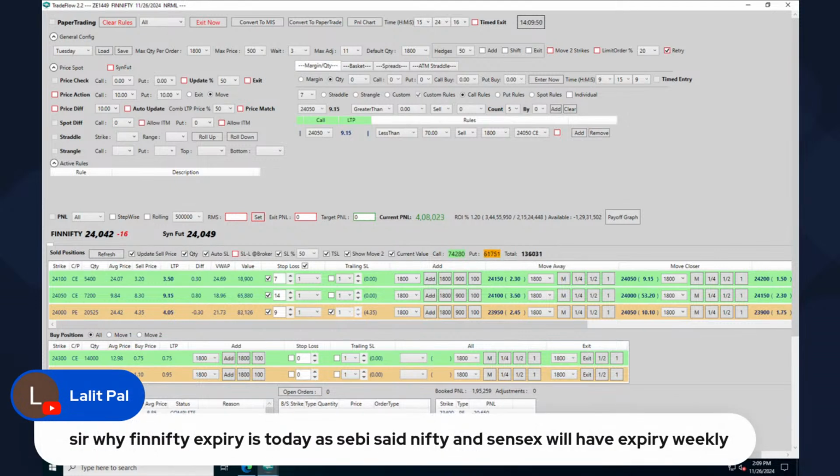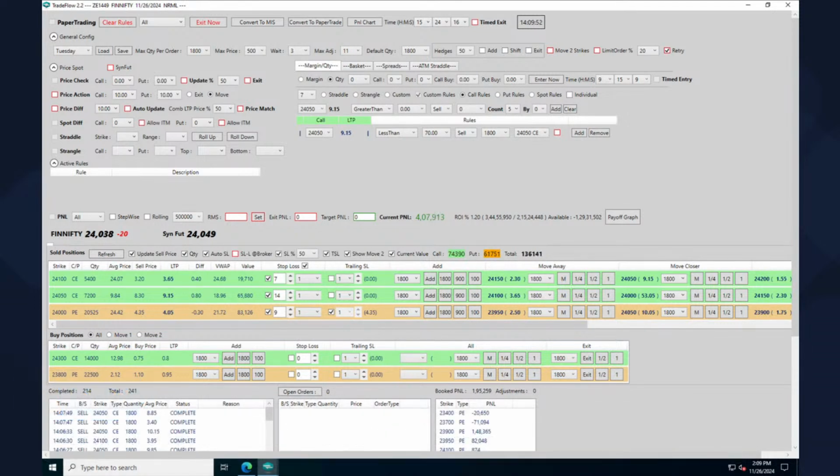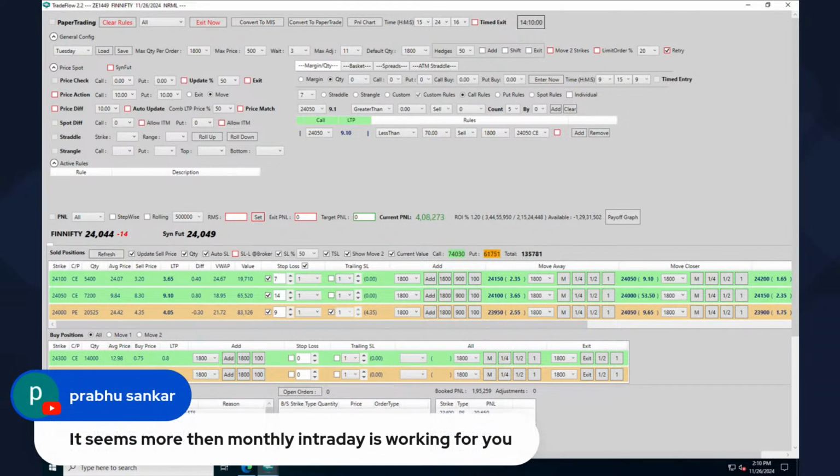Okay, so yeah, I think I just answered this. So it's a monthly expiry rate, not weekly expiry. In fact, last week was the last FinNifty weekly expiry. From next Tuesday onwards, there is no FinNifty expiry.